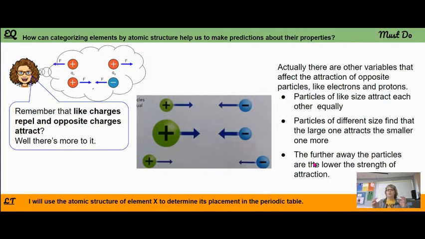And the further away the particles are, the lower the strength of the attraction. So earlier I said that particles of the same size attract each other with the same amount of force. Well, if you move those farther apart, that force becomes smaller and smaller. So the farther they are from each other, the less attraction they feel.